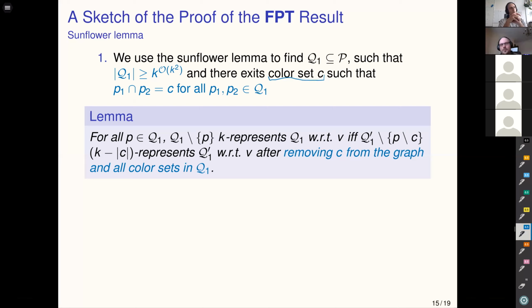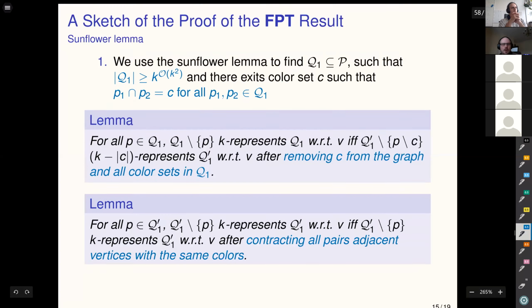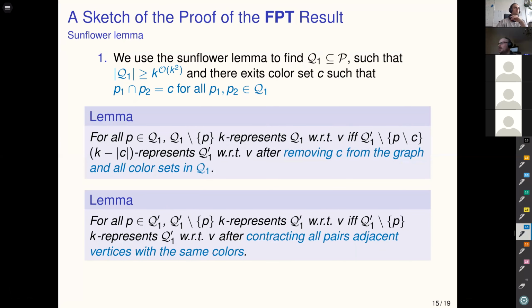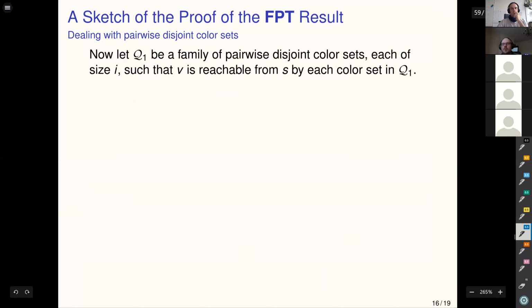Right. So we can remove all the colors in C completely from the instance and look only at the instance without C. And one other observation we had is that this removing of C can introduce vertices that are adjacent and have exactly the same color set. In this case, we can just contract these two vertices to just one vertex. And if we had an S-V path or S-D path using some colors before contraction, then we have it after contraction and vice versa.